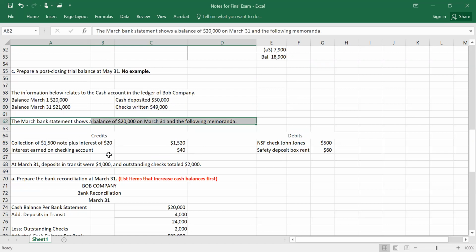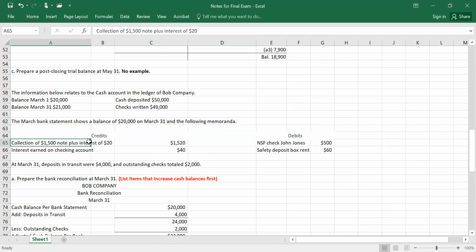Under credits, they have collection of a 1,500 note plus 20 interest, which would be 1,520. Interest earned on the checking account 40, and for the debits, NSF check for John Jones of 500 and safety deposit box rent of 60. And March 31st, deposits in transit were 4,000, outstanding checks total 2,000.